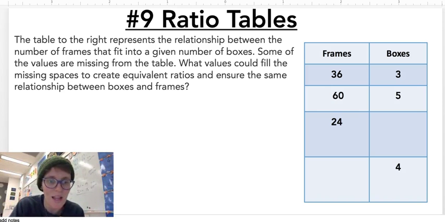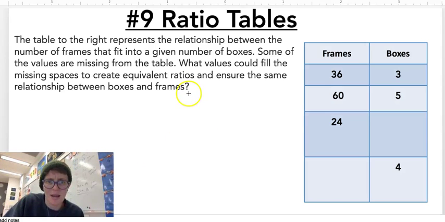All right. The table to the right represents the relationship between the number of frames that fit into a given number of boxes. Some of the values are missing from the table. What values could fill the missing spaces to create equivalent ratios and ensure the same relationship between boxes and frames? This is just like a 3rd, 4th, 5th grade problem with an input and output table. However, now we're just applying it to ratios.